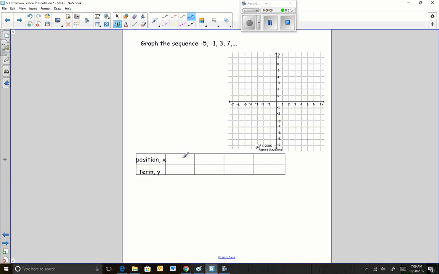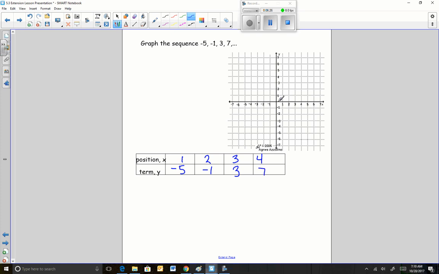So obviously we have our terms: the first term, the second term, the third term, and the fourth term. The first term was a -5. The second term was a -1. The third term that I see up here is a 3. And the fourth term I see up here is a 7.